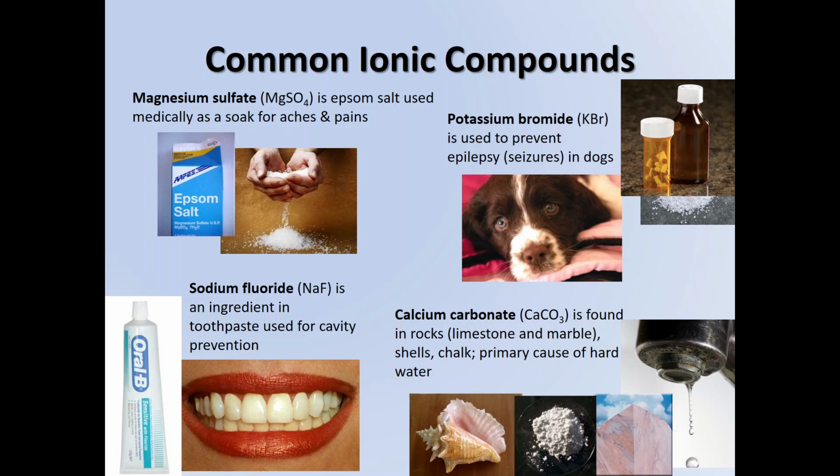Potassium bromide is used to prevent epilepsy in dogs. Sodium fluoride is an ingredient in toothpaste used to prevent cavities. Calcium carbonate is found in rocks. It's limestone. Chalk and antacids are made out of calcium carbonate.